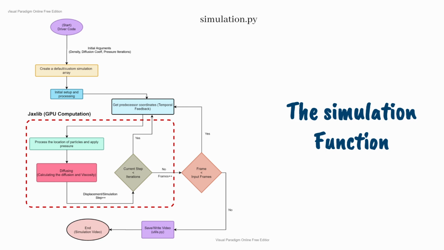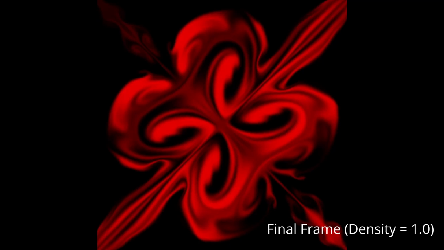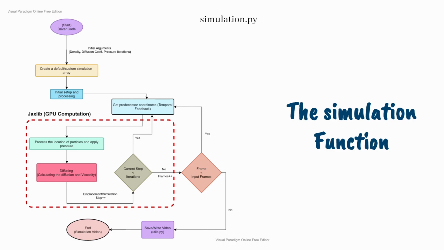Then we'll process the first frame and apply the pressure on it. After that, we'll calculate the diffusion and viscosity as passed by the driver code. Then we check whether the number of iterations is less than the maximum number of iterations that we require. If yes, we pass it back to the temporal feedback loop, and if no, we check whether the number of frames is less than or equal to the number of frames that we require. If it is, then we write the video using the utils.py.